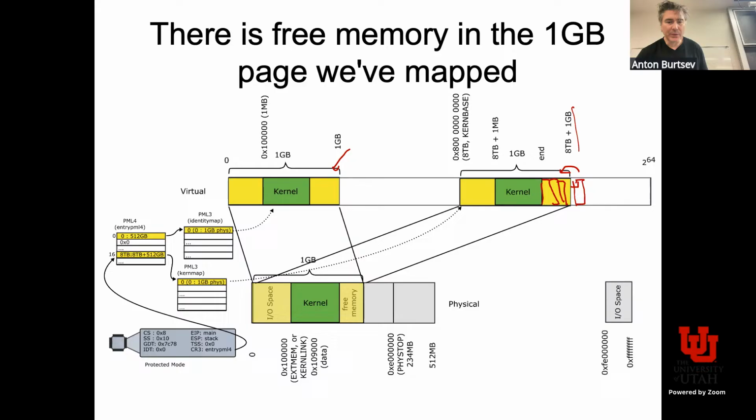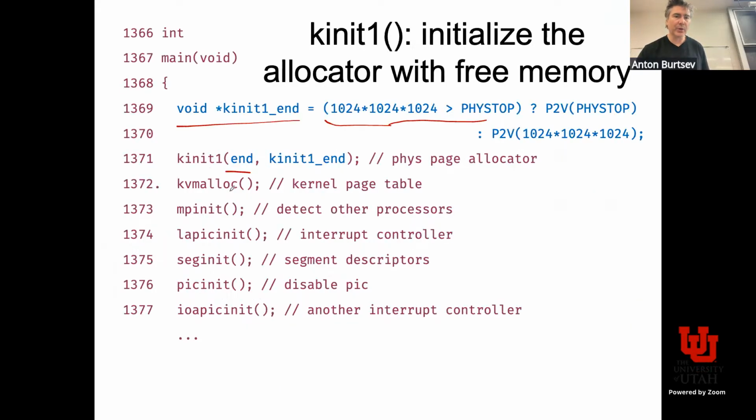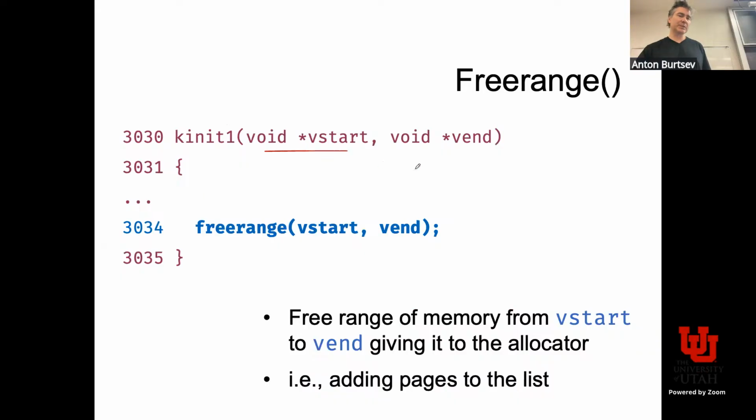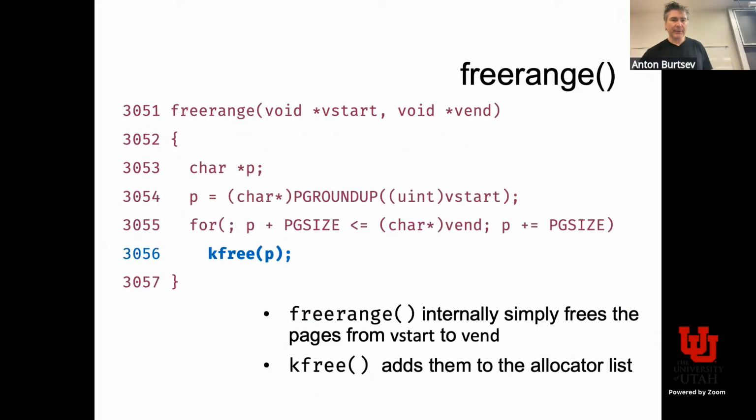And what's going on here is that we say, look, sure, we take two arguments, end symbol and kinit1 end. We go into this function, so it uses the local names, vstart, vend. We use this function freerange, which goes from vstart to vend. If we look inside freerange, what happens? We start running a loop. What we're doing here, we take vstart, round it up to the next page, get the pointer p, and then p goes in increments of page size and does the kfree. So the very first page which gets on that list is essentially, tell me.